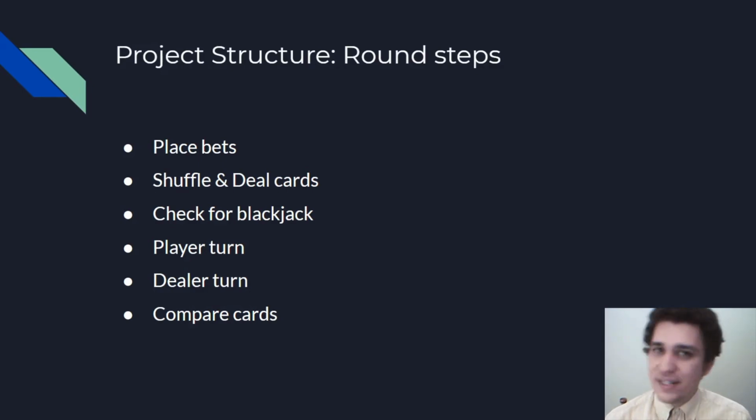Then it will be the dealer's turn to decide whether they hit or stay. And again, if the dealer busts, then the game will end. If the dealer stays, then we'll continue on to the comparing cards round, which will determine the winner of the game at that point. We'll compare the values of player cards and dealer cards, and whoever has the highest card will win.